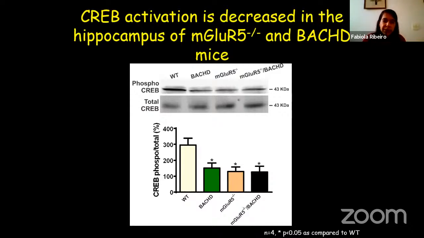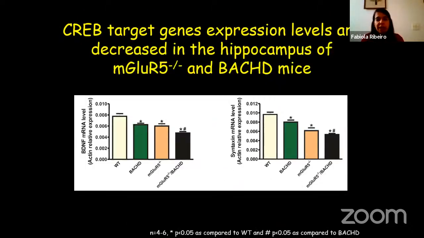What we could observe is that in BACHD and mGluR5 knockout mice, as well as in the double mutant mice, there was a decrease in CREB phosphorylation levels. We looked into two CREB-dependent transcripts: BDNF, which is an important brain factor, and syntaxin, which is a SNARE protein, so it's quite important for neurotransmission. We could observe a decrease in the expression of BDNF and syntaxin in BACHD and mGluR5 knockout mice, and we observed an additive effect between mGluR5 knockout and mutant huntingtin, as the double mutant exhibits decreased levels of BDNF and syntaxin mRNA compared to BACHD.